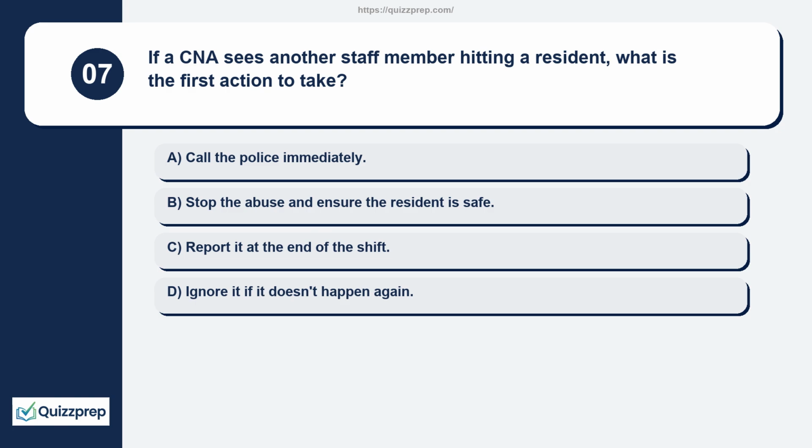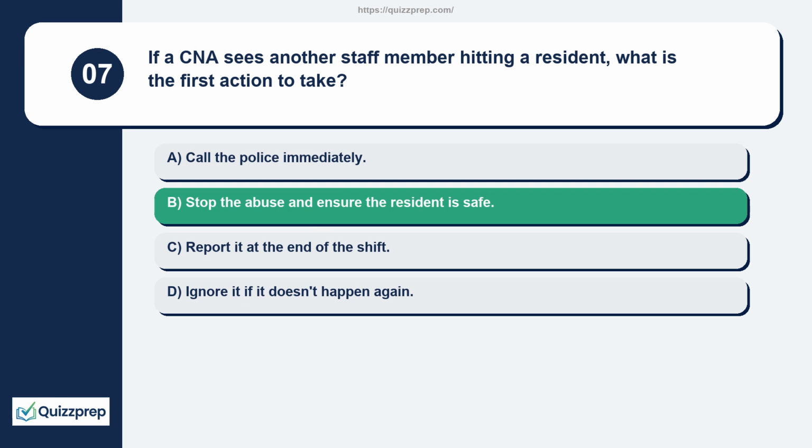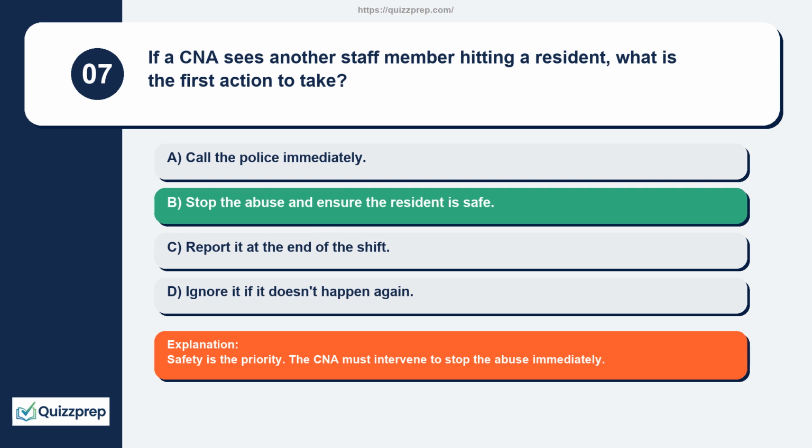Question 7. If a CNA sees another staff member hitting a resident, what is the first action to take? Call the police immediately. Stop the abuse and ensure the resident is safe. Report it at the end of the shift. Ignore it if it doesn't happen again. Safety is the priority. The CNA must intervene to stop the abuse immediately.